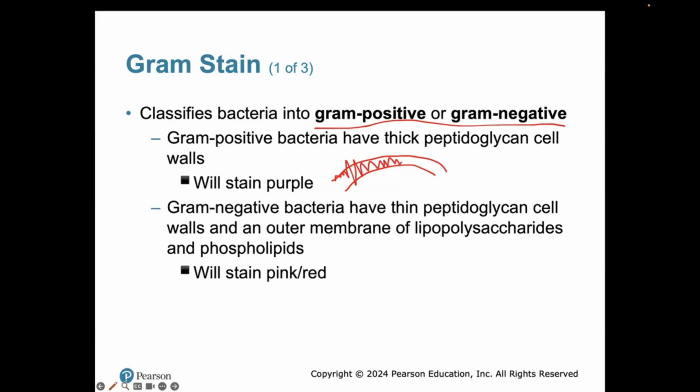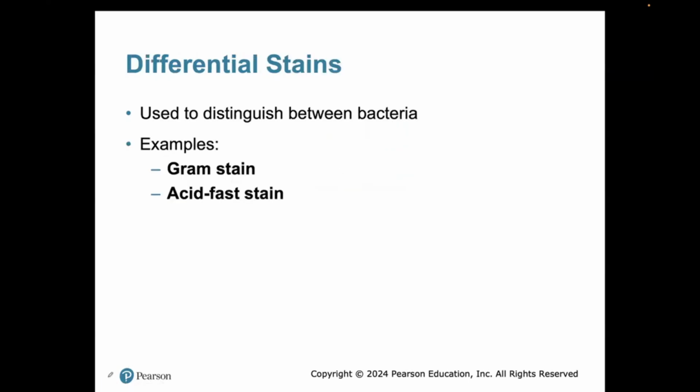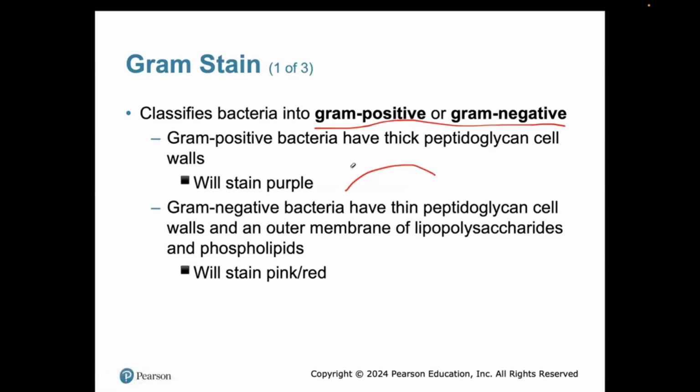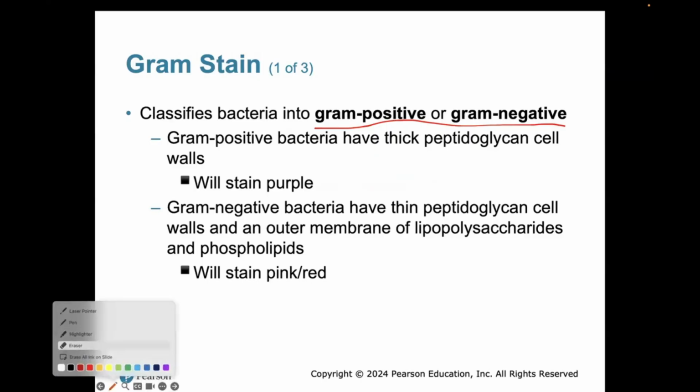That's not a good example. I don't like that one, so I'm going to erase it and wait until we show the actual pictures. We'll look at that in more detail when we have a better image. So with gram-positive, thick peptidoglycan cell walls, they're going to stain purple. Gram-positive bacteria are going to be purple.